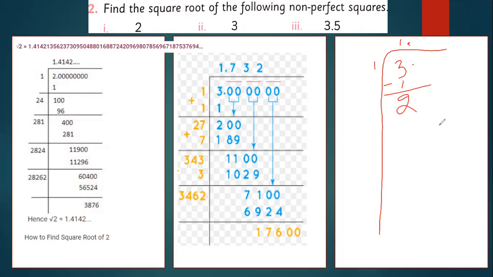So what should be the next step? Because when you double this one, this will give you 2. So what will be the next step? 2 is there. So what should be multiplied here that gives you 2?